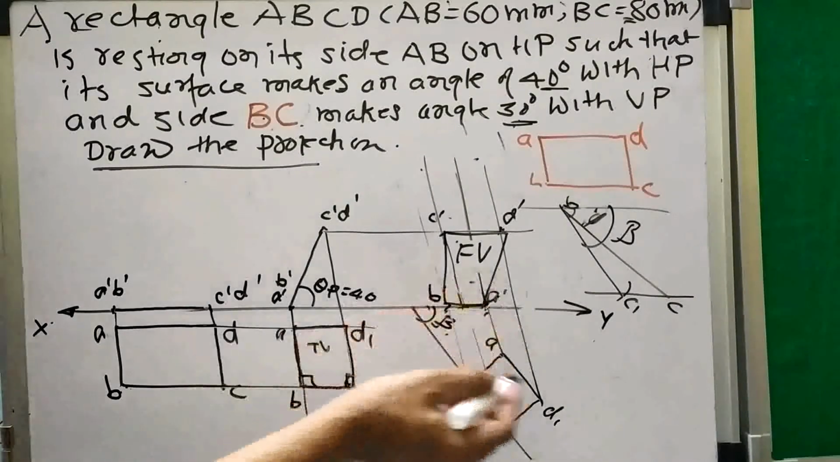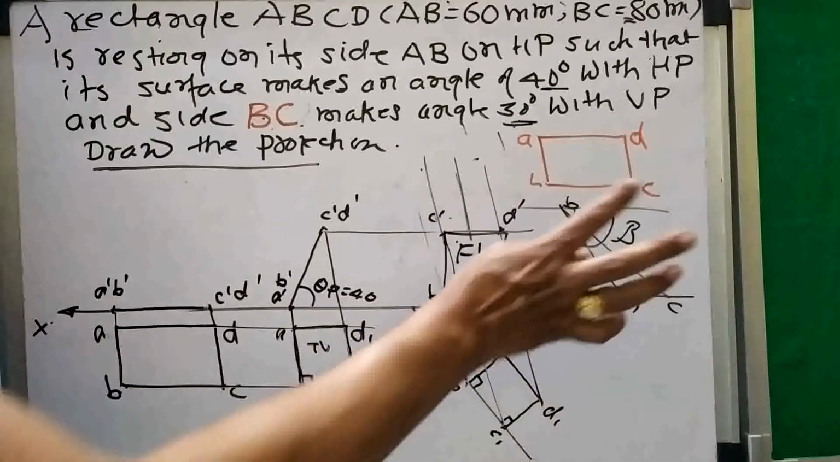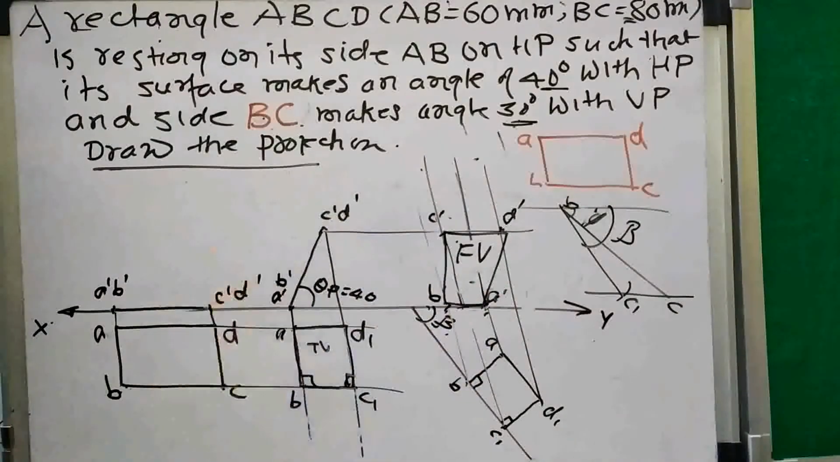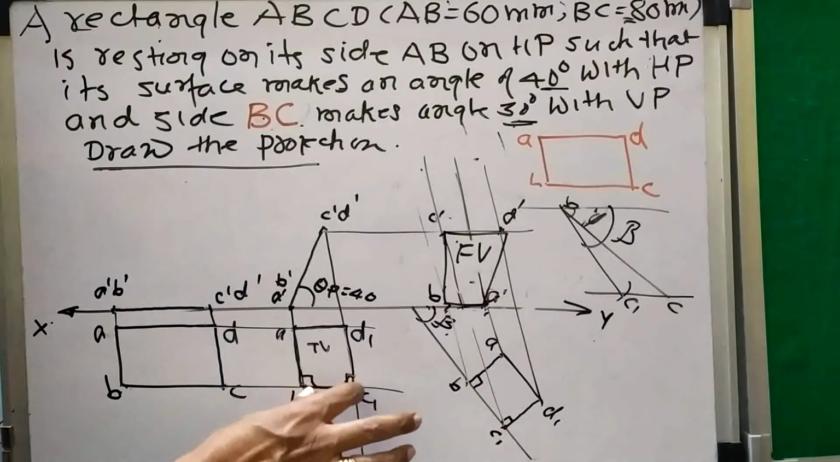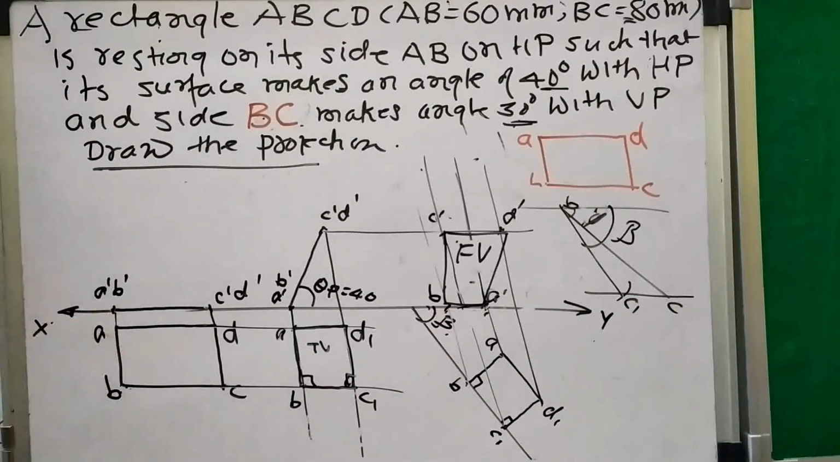So in this way I have solved this problem. This problem is called a problem with beta angle, or in case of VP, with alpha angle also. So why is it necessary to draw this apparent angle? Whenever you make the inclination of an apparent side, find its apparent angle. When you are making the inclination of a true side, use the true angle. That is the difference.